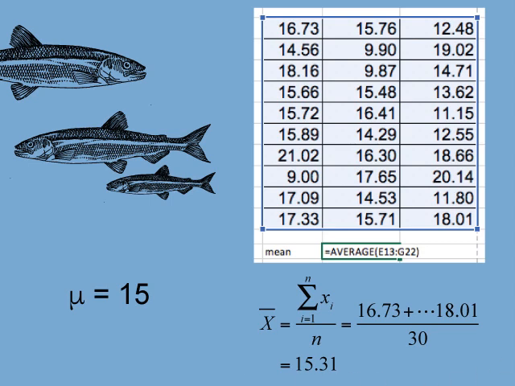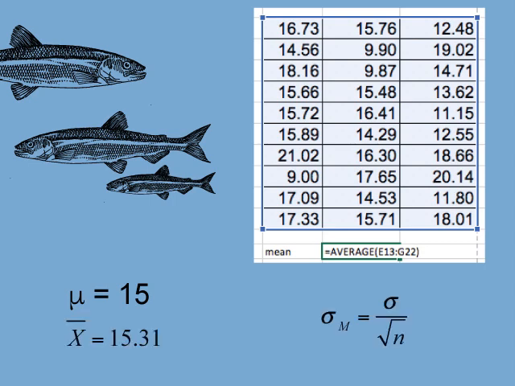The standard error of the mean is a measure of how the sample mean differs from the population mean. This is the formula for it. Recall that the symbol sigma is the standard deviation, and n is the number of data items. For this data set, the standard error is 0.55.